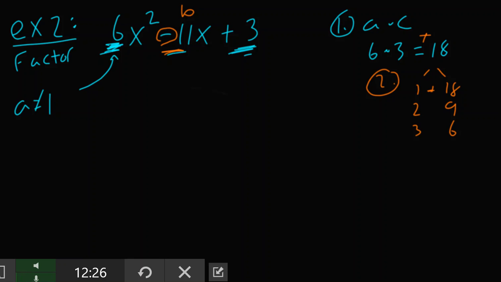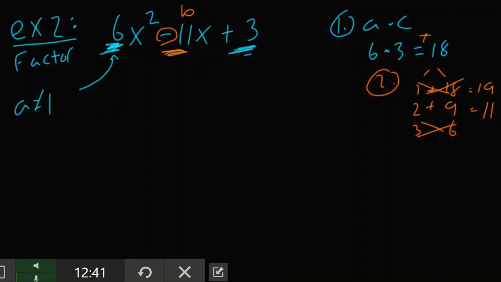What's 1 plus 18? Well, that's 19. We're looking for an 11. So I know that those don't work. What is 2 plus 9? Well, that's 11. So I actually get to stop right here. I don't worry about the 3 and the 6.